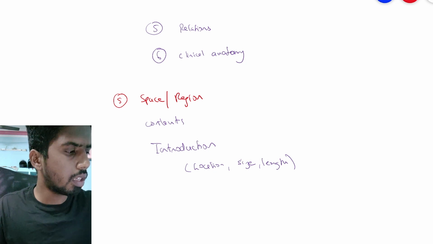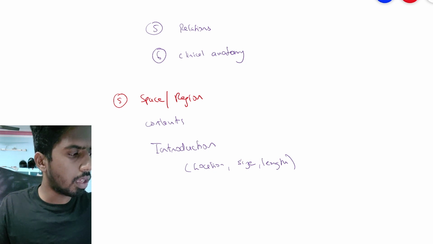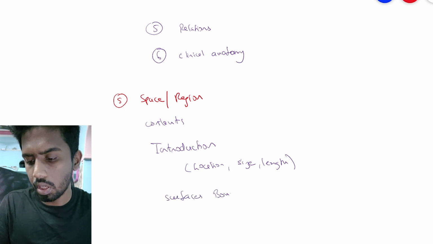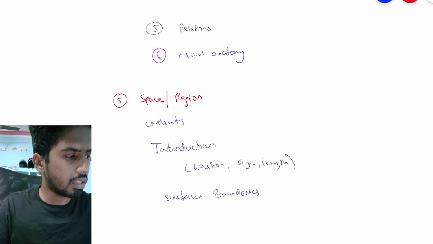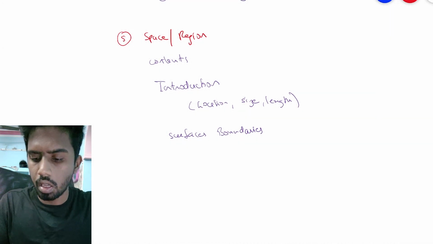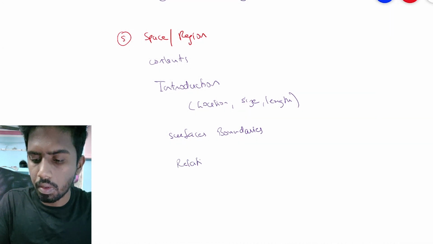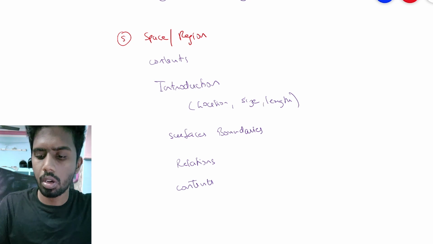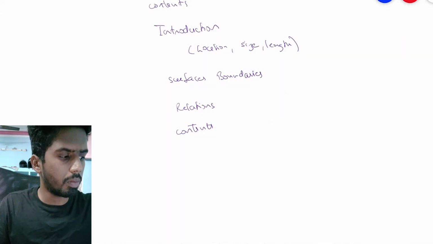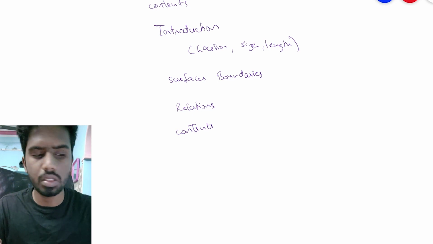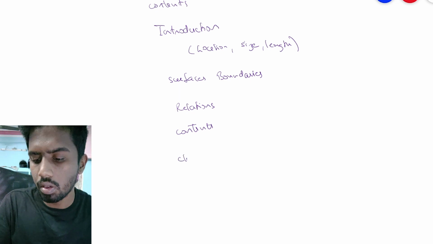space or the region. Then you need to talk about the surfaces, boundaries, the various structures, organs or muscles or whatever it is. Then relations, then the contents of the space or region, and you need to talk about the contents, suppose if it's an artery, then from where it comes and how it terminates, or does it have any branch in that region, and finally clinical correlation.